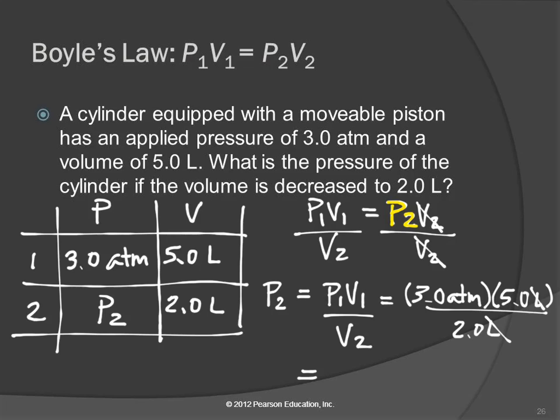So here I've got 3 times 5 divided by 2, 7.5. And the unit is atmosphere.